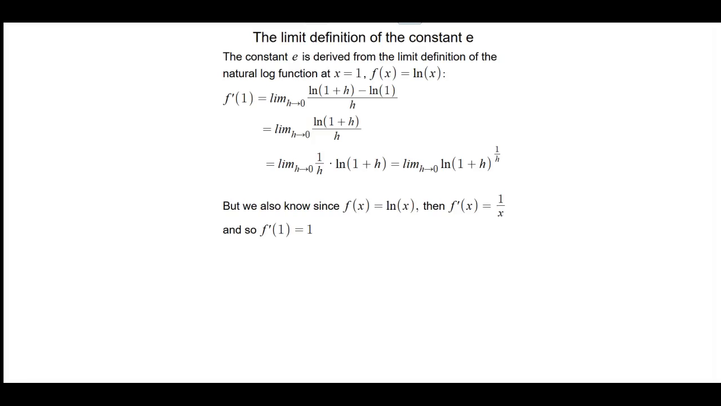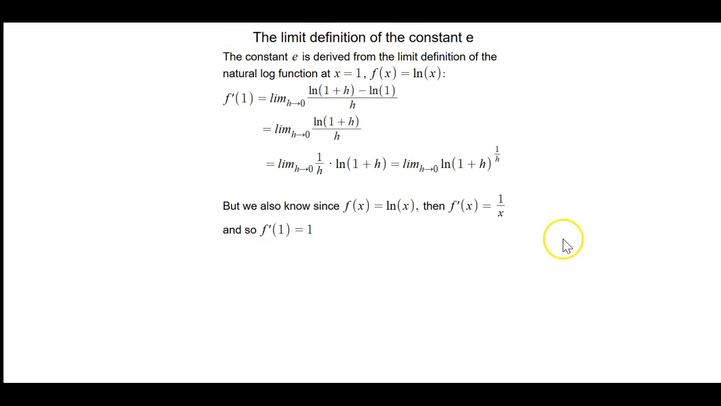So here's something that the book covers. Now that we've looked at these derivatives involving logarithms, we can use this to explain the limit definition of the constant number e. e is derived from the limit definition of the ln function when it's evaluated at x equals 1.